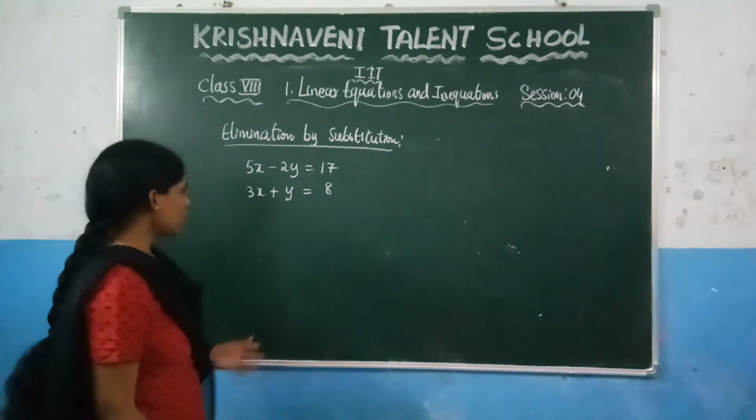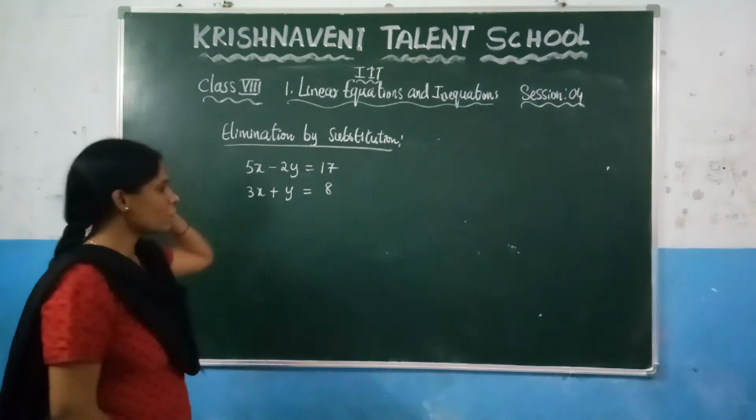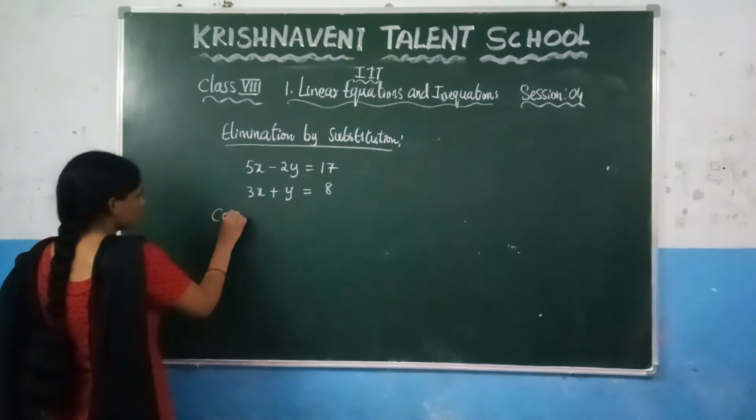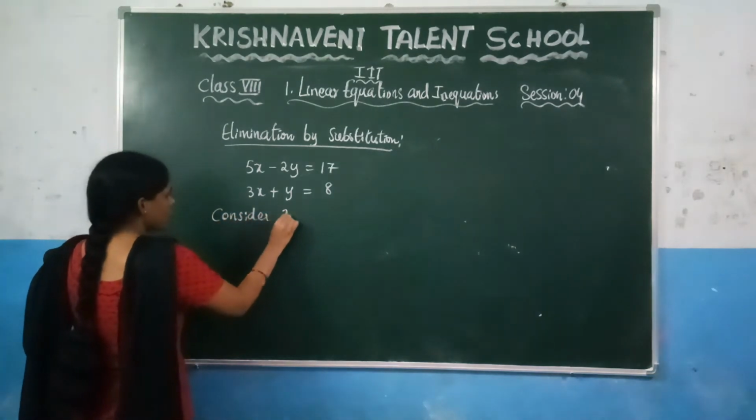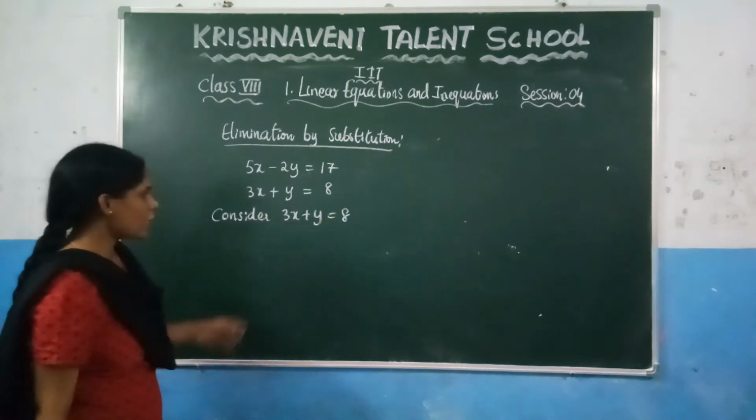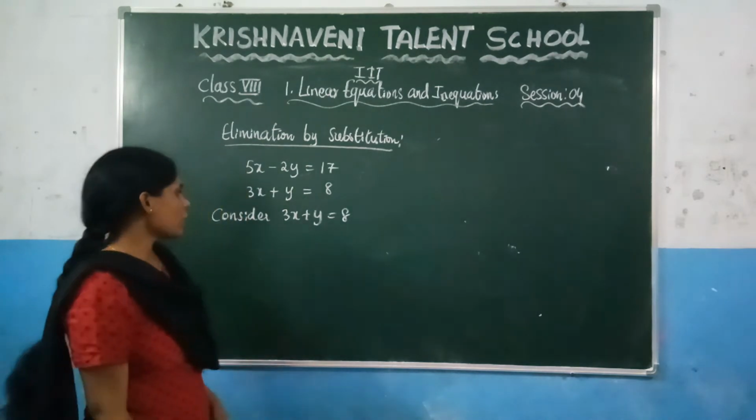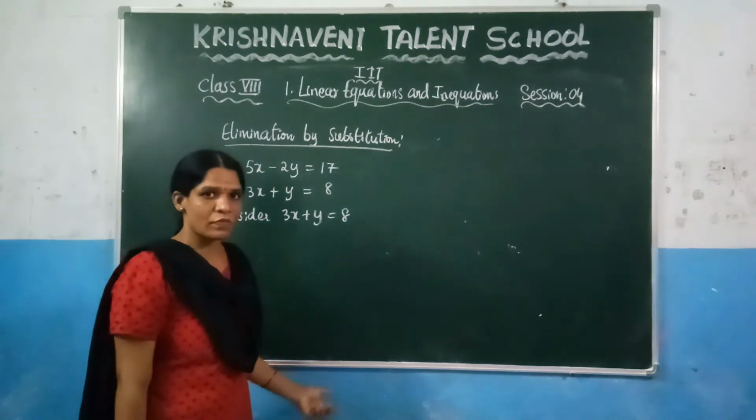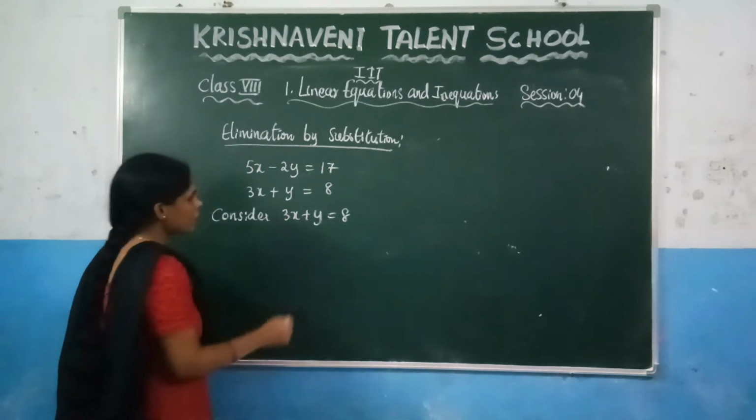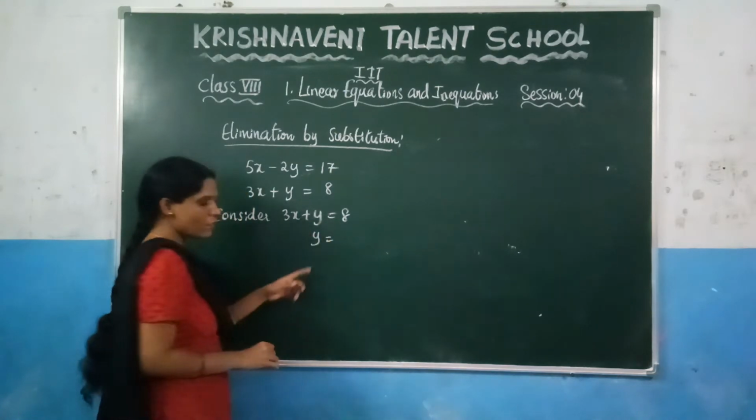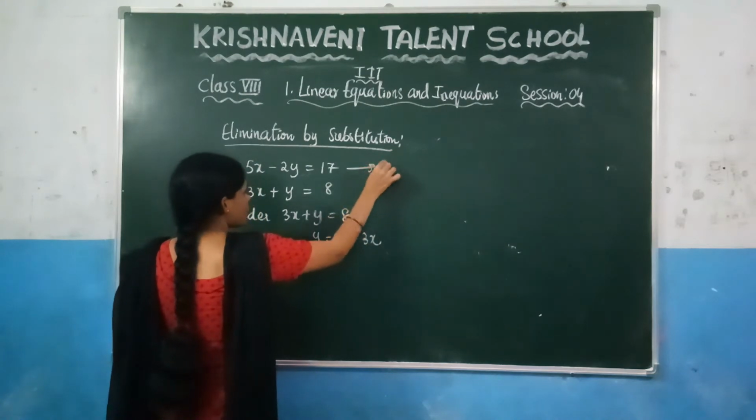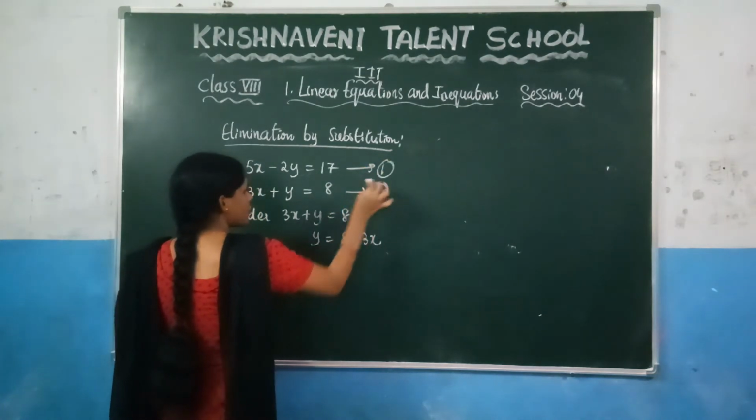So here, by using the substitution method, what we need to do is take one equation. Let us consider 3x plus y is equal to 8. From this you can calculate either the value of x or the value of y. If you calculate the value of x, it will come in the form of fractions, so it will become difficult to continue. So let us calculate the value of y. What is the value of y here? 8 minus 3x. Let us consider this as the first equation and the other as the second equation.